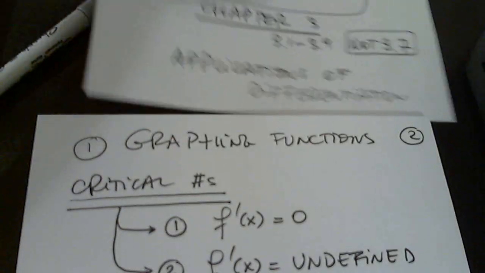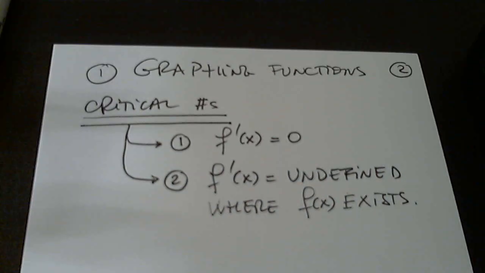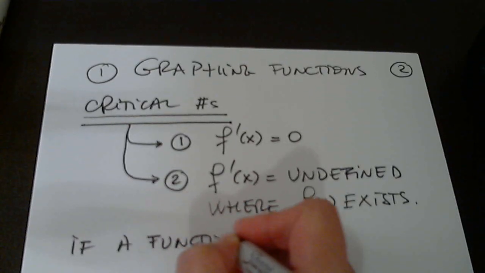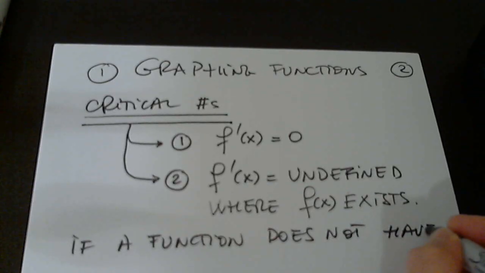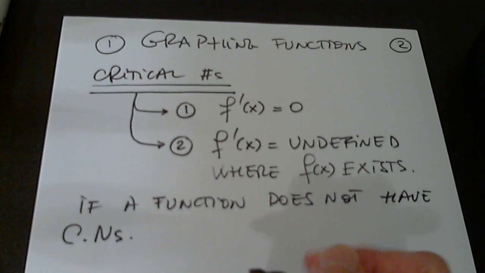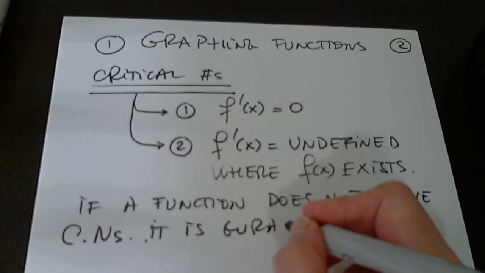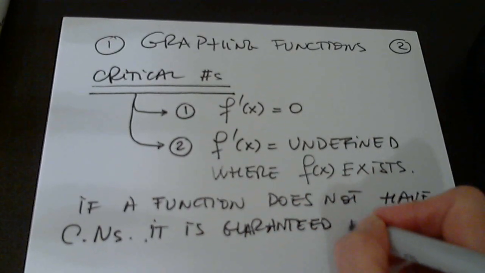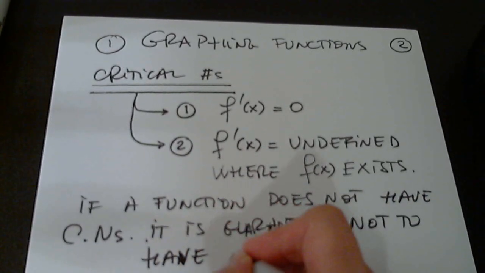So what's such a big deal about critical numbers? Well, it's a big deal because if a function does not have critical numbers or number, it is guaranteed not to have max min.